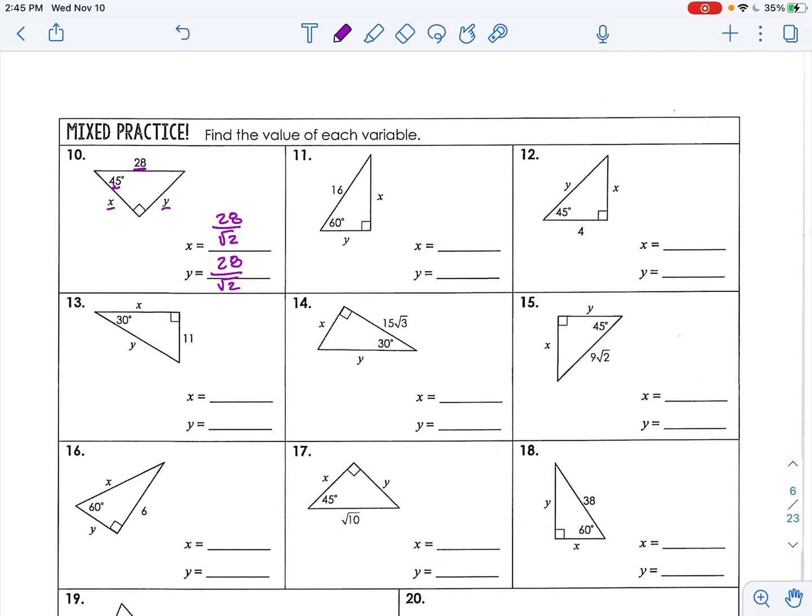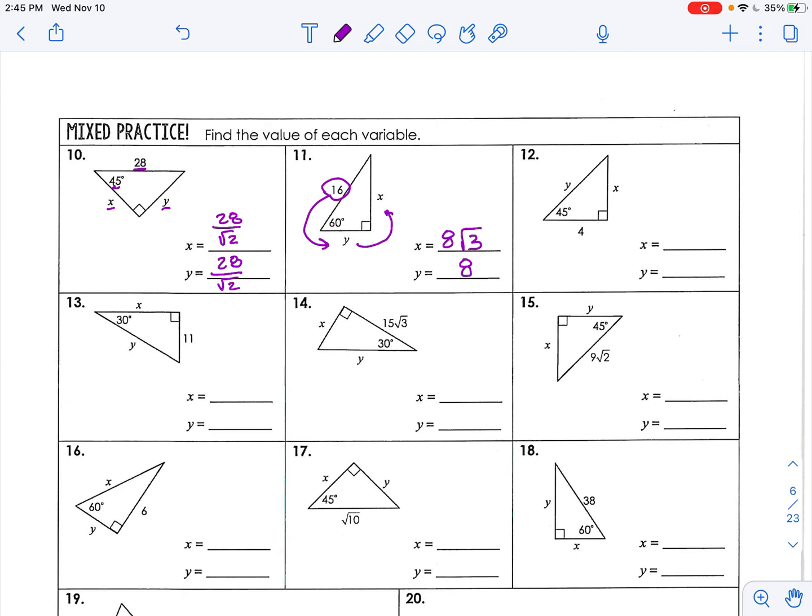Number 11, they give me the hypotenuse of a 30, 60, 90 triangle. Where do I go first? If you remember, you're going to hear me say you run to the short side. Do you remember what I do when I run to the short side? I'm going to divide by 2. Okay, so that's going to give me 8. And then I'm ready to apply the rule. So what do I do when I come over here? It is root 3 longer. Okay, hopefully that makes sense.